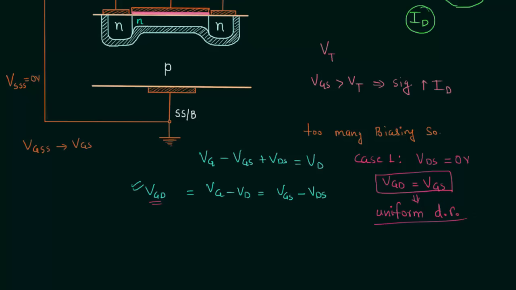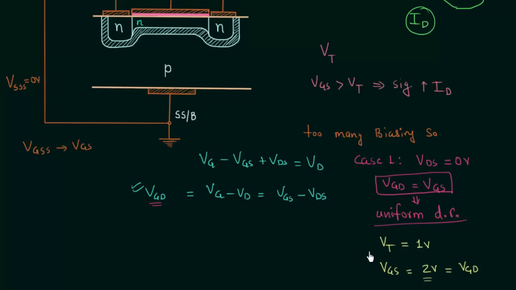Now let's say the threshold voltage VT is equal to 1 volt and voltage VGS is equal to 2 volt. So VGD is also equal to 2 volt, and as VGS is larger than the threshold voltage, the channel width will be sufficient for the drain current, and the width of channel will be corresponding to the excess voltage.